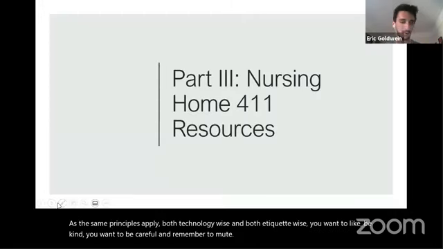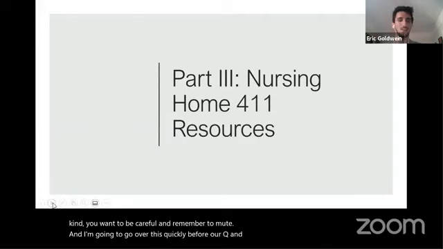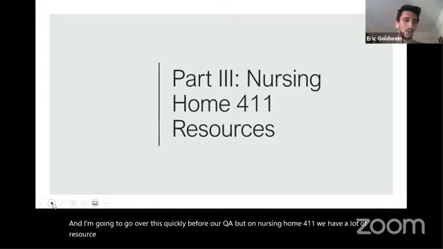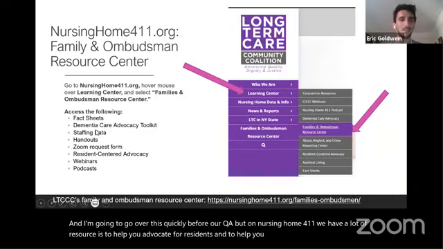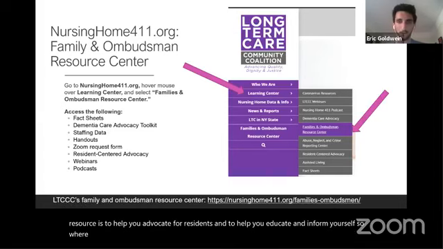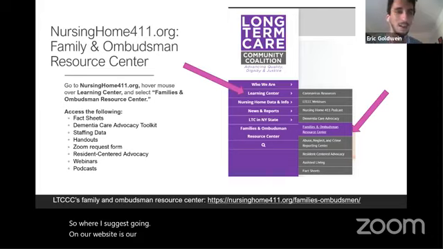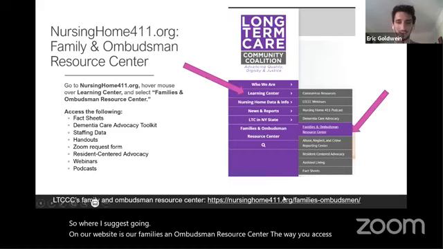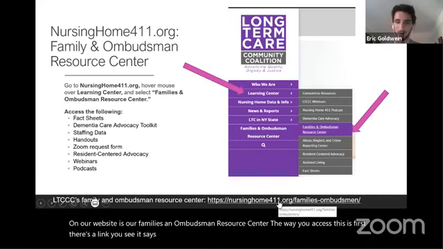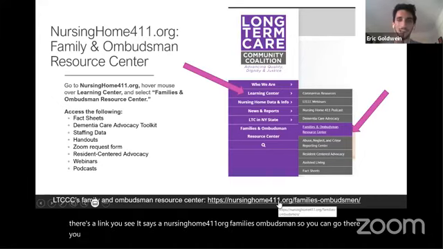And I'm going to go over this quickly before our Q&A, but on Nursing Home 411, we have a lot of resources to help you advocate for residents and to help you educate and inform yourself. So where I suggest going on our website is our Families and Ombudsman Resource Center. The way you access this is, first, there's a link. You see it says nursinghome411.org, Families Ombudsman. So you can go there. You can also go to our main page.